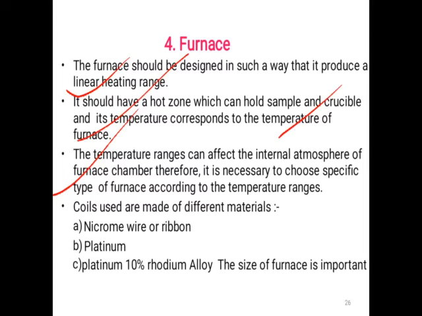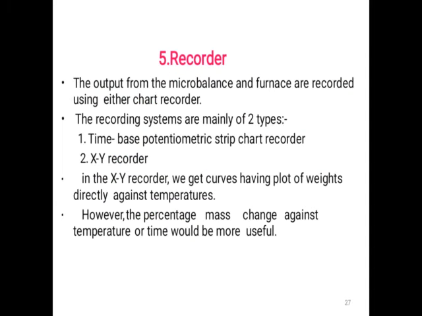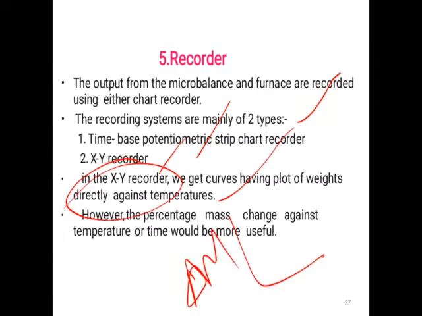Then the coils which are present in the furnace are made up of nichrome wire or ribbon, platinum, or platinum with 10% rhodium alloy. Finally, it has the recorder which records the things. The recording system mainly consists of two types: the time-based potentiometer or XY recorder. The XY recorder gives the curve having the plots of weight directly against the temperature. So here we get the graph of change in weight against temperature.